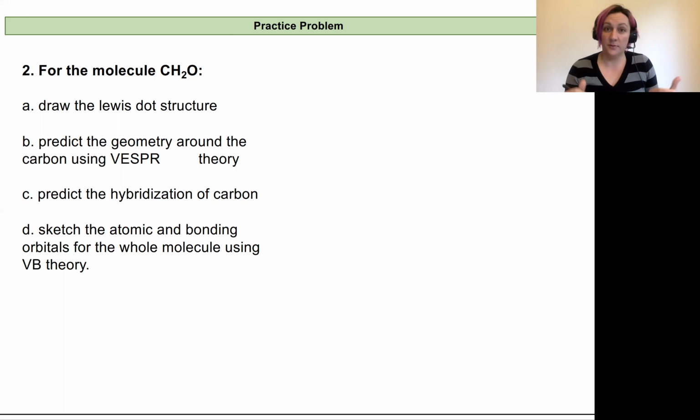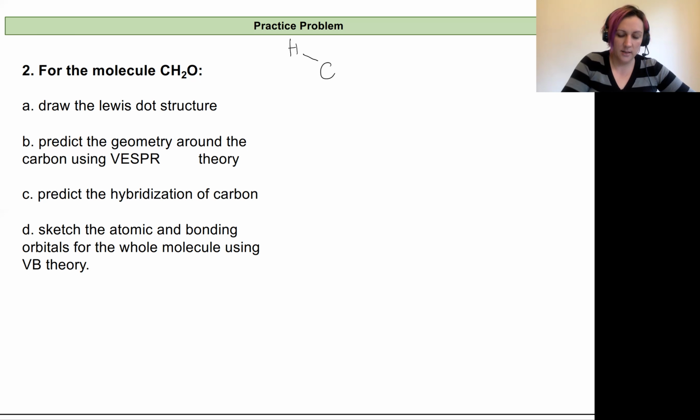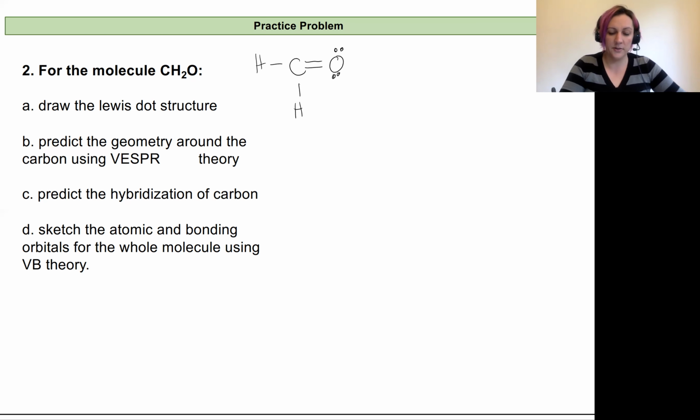All right, so for this one, we're looking at CH2O. And the first step to any of these problems will always be to draw the Lewis dot structure. So hopefully that's starting to come pretty easily to you now. I'm just going to go ahead and draw it out rather than walk through it slowly. I'm going to have carbon in the middle. I'm going to have two hydrogens. Here, I'll do it like this. And I'm going to form a double bond to an oxygen that'll have two lone pairs.